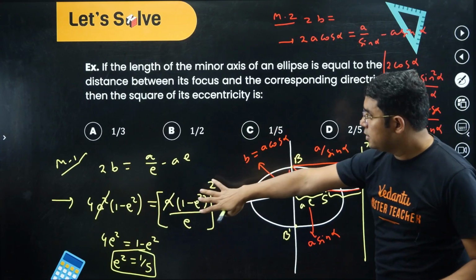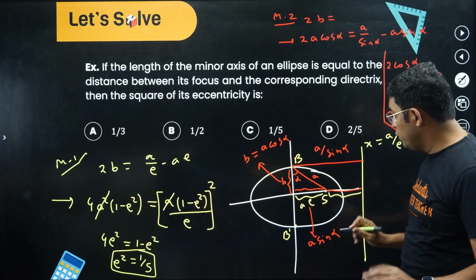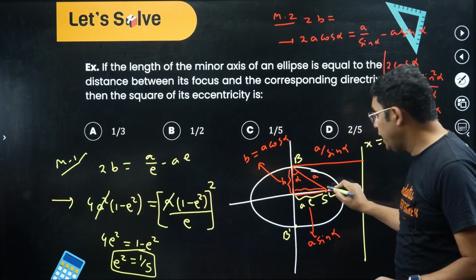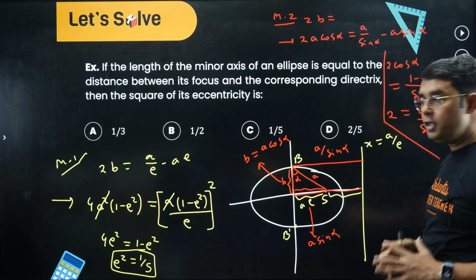One method was the conventional method. The other method uses this angle alpha. If you know it, then these sides you can write all in terms of a and sine alpha, cos alpha, and then solving you will get the value of e.